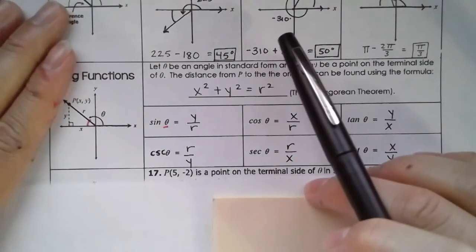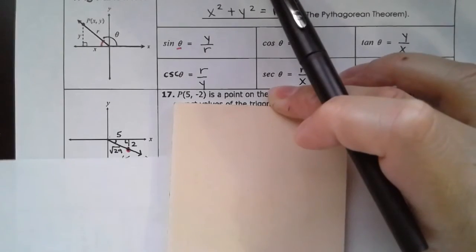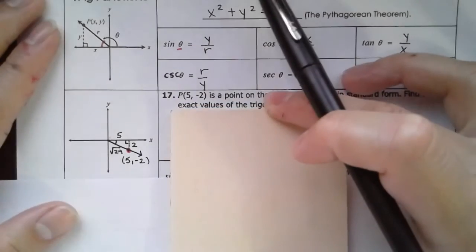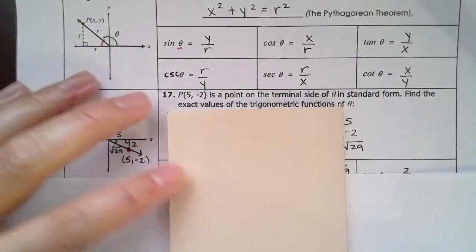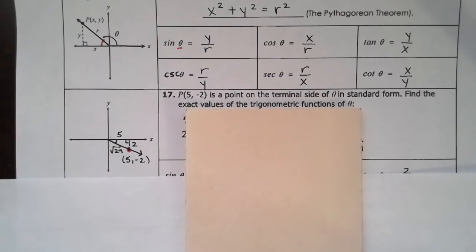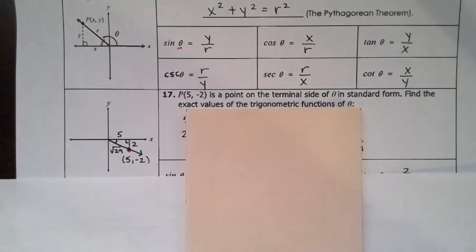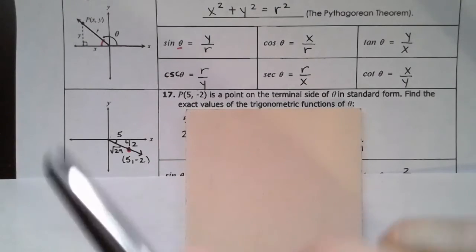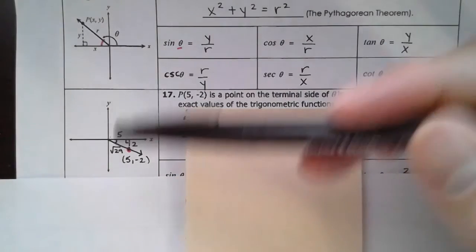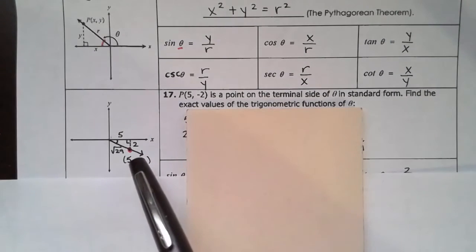So for my first example, it says I have (5, negative 2) is a point on the terminal side of theta in standard form. Find the exact values of the trigonometric functions of theta. So I plot (5, negative 2) in my little diagram here. I land where it's in red. That's 5 comma negative 2.